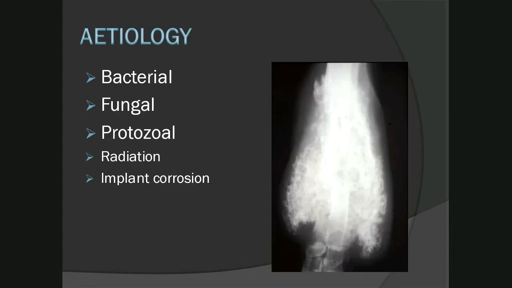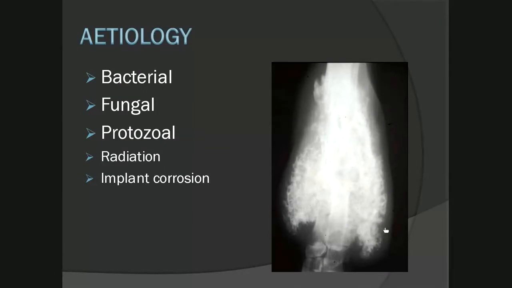There are several etiological factors that may result in osteomyelitis. Staphylococcus, Streptococcus, E. coli, and Enterobacter are common bacterial causes. Fungal causes are very uncommon in South Africa, but in other countries, for example, the USA, one might see blastomyces, histoplasma, or coccidioidomycosis, resulting in osteomyelitis. Protozoal causes are also quite uncommon, but these would include hepatozoon and leishmania. Radiation causes are very rare, and implant corrosion is also very rare these days due to the use of much more refined implant material such as stainless steel.